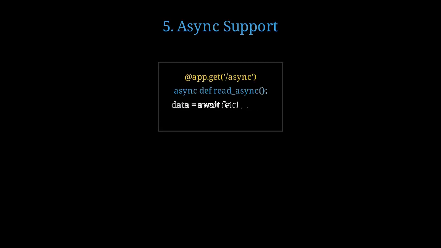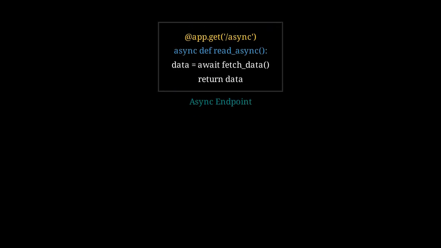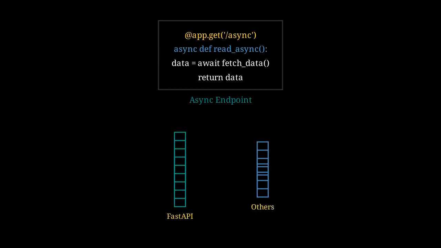FastAPI has excellent support for asynchronous programming, making it incredibly fast. Simply add async and await keywords to create asynchronous endpoints that can handle thousands of concurrent requests efficiently. FastAPI's async support makes it one of the fastest Python frameworks available, often matching Node.js and Go in performance.